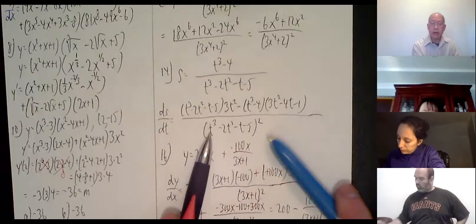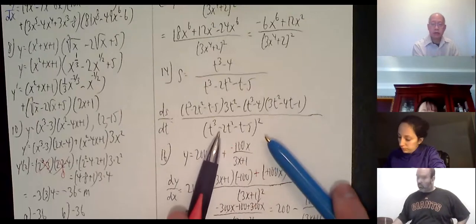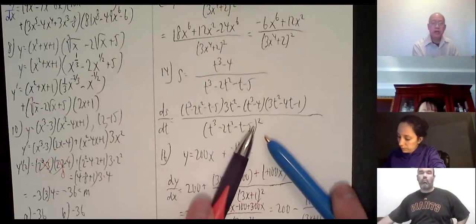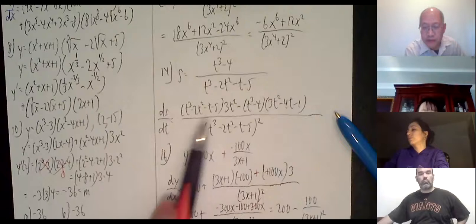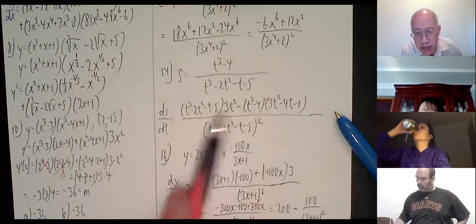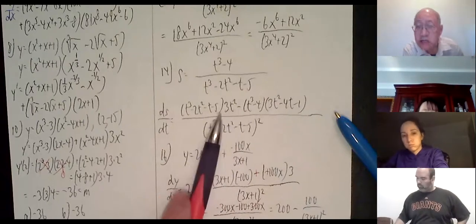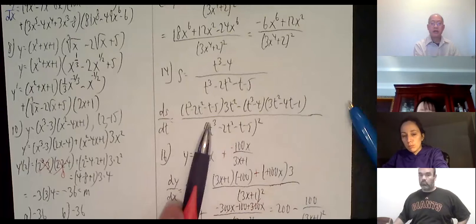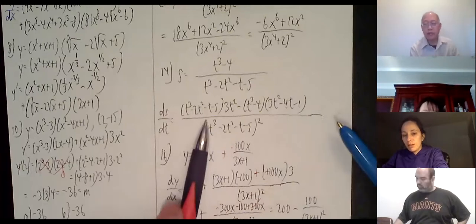All over the denominator squared. T cubed minus 2t squared minus t minus 5, squared. Okay, and for this one, do we feel like multiplying it out? No, we don't feel like multiplying all that stuff out. So we'll stop. It's a lot of heavy-duty algebra.